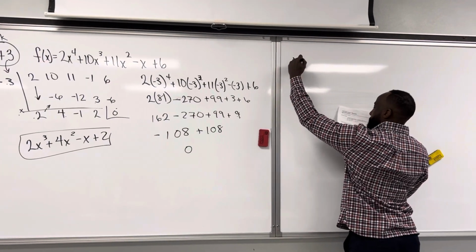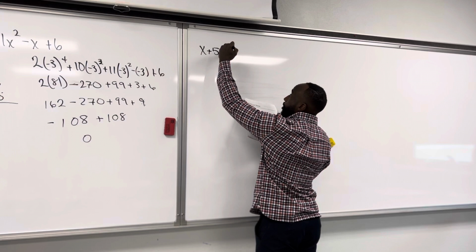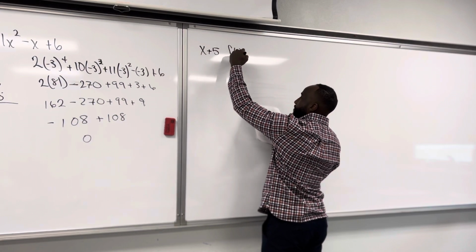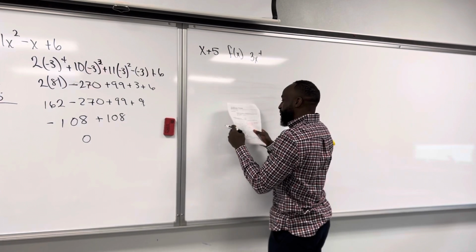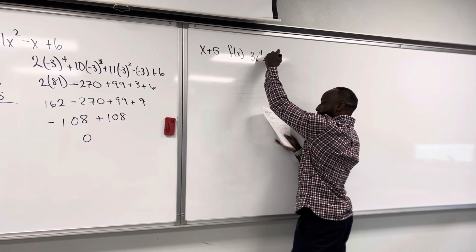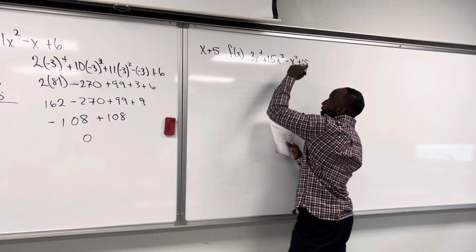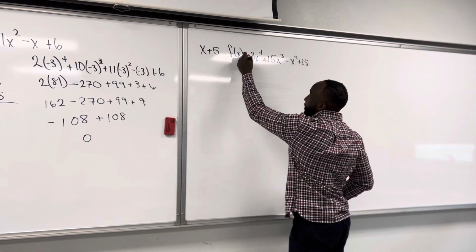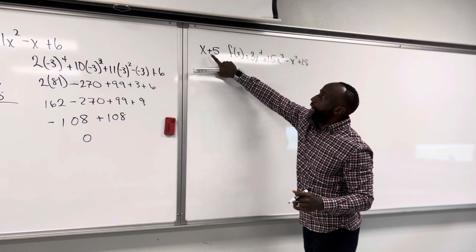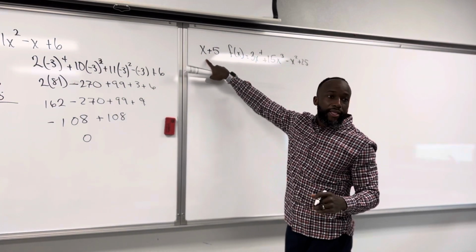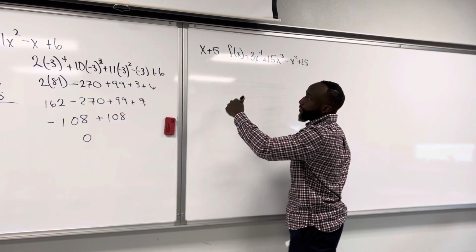Is x plus 5 a factor of 3x to the 4th plus 15x to the 3rd minus x squared plus 25? Alright? So, again, what we're trying to see is if we divide this polynomial by this binomial, will we get 0? Okay? And so we can use synthetic division again.